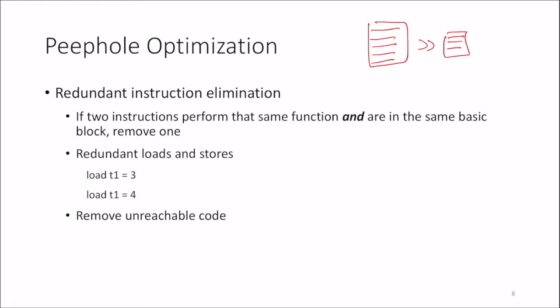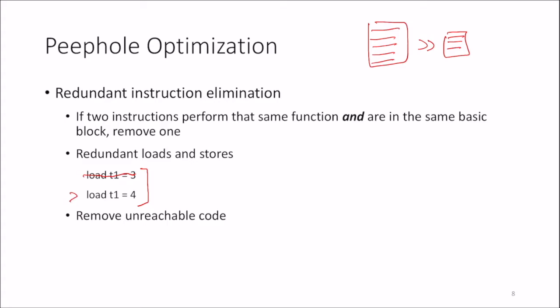The first thing is redundant instruction elimination. If two instructions perform the same function and are in the same block, then we remove one of them because it's already being done by the other instruction. Here are some examples of that. You can have redundant loads or stores. This can arise as a result of the way that the code is generated. So you might end up with two load instructions in the same basic block, and they're both loading into the same location. So you can get rid of the earlier one because the second one is going to overwrite it anyway.